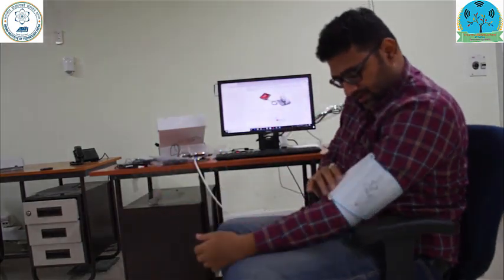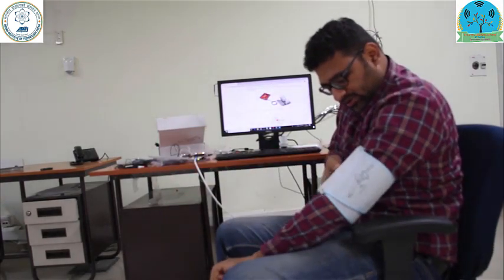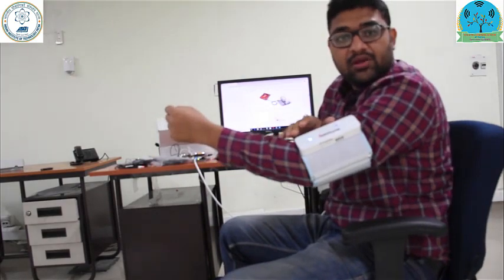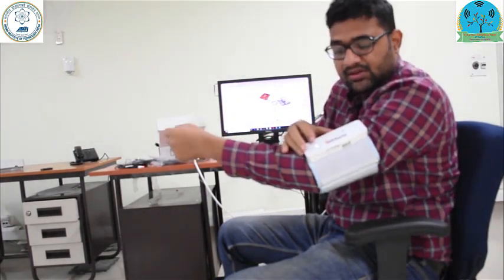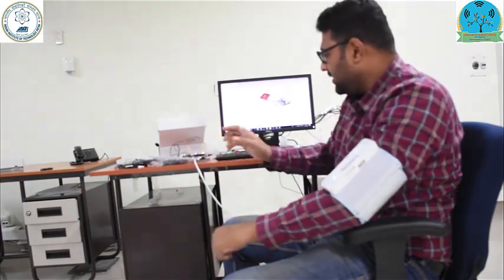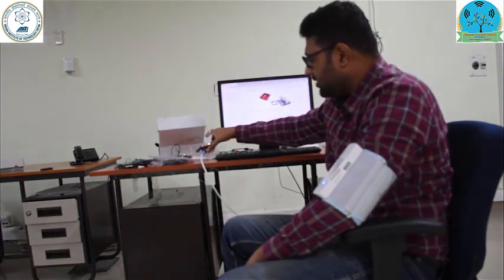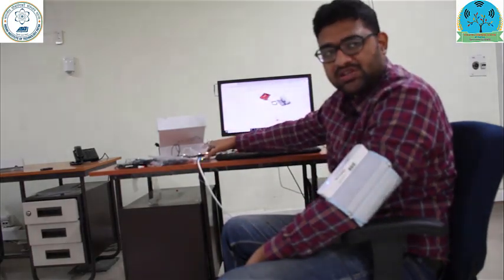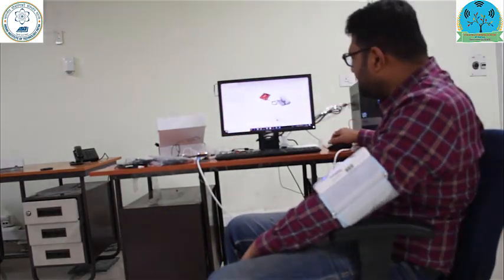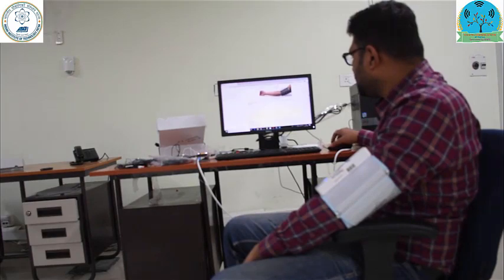So once you tie it, you have to turn on the Bluetooth of the system. I have turned on the Bluetooth, and you can see here that the blue light is blinking. Once the blue light is blinking and the code for the blood pressure measurement is burnt on the Arduino, we can start seeing the values coming on the serial monitor.